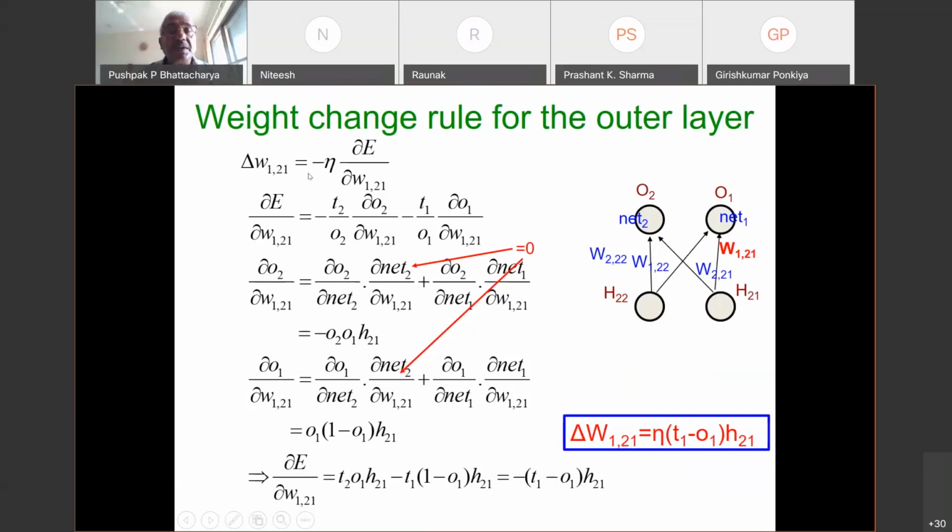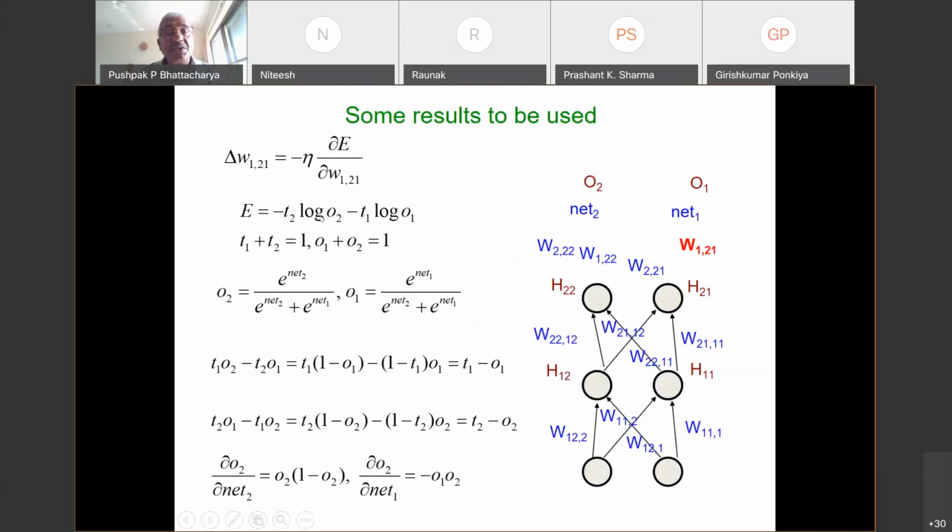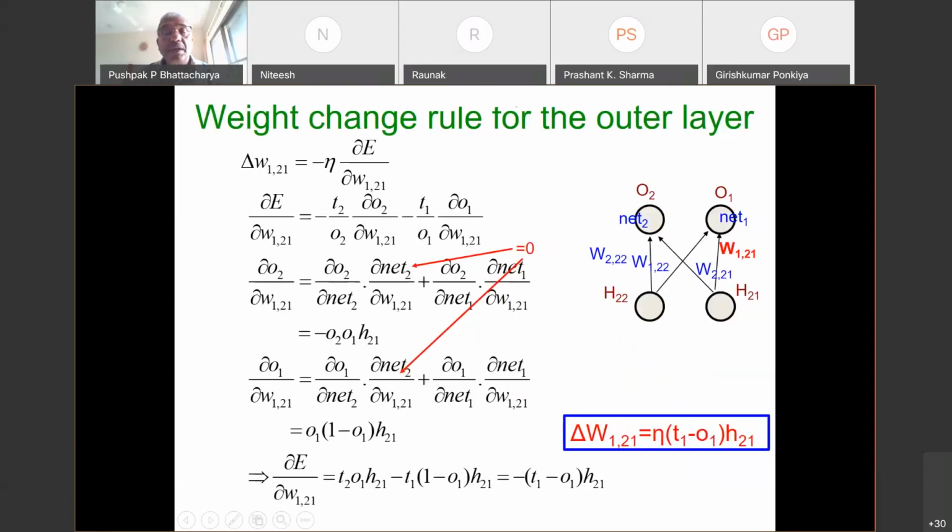So delta W1,21 is minus eta times delta E by delta W1,21. Now, E does not directly depend on the weight. So we have to express E in terms of its immediately controlling variables, which are O1 and O2. The error value E is minus T2 log O2 minus T1 log O1. So it's a function of the target values and the output values of both the neurons, not a single neuron, but both the neurons.